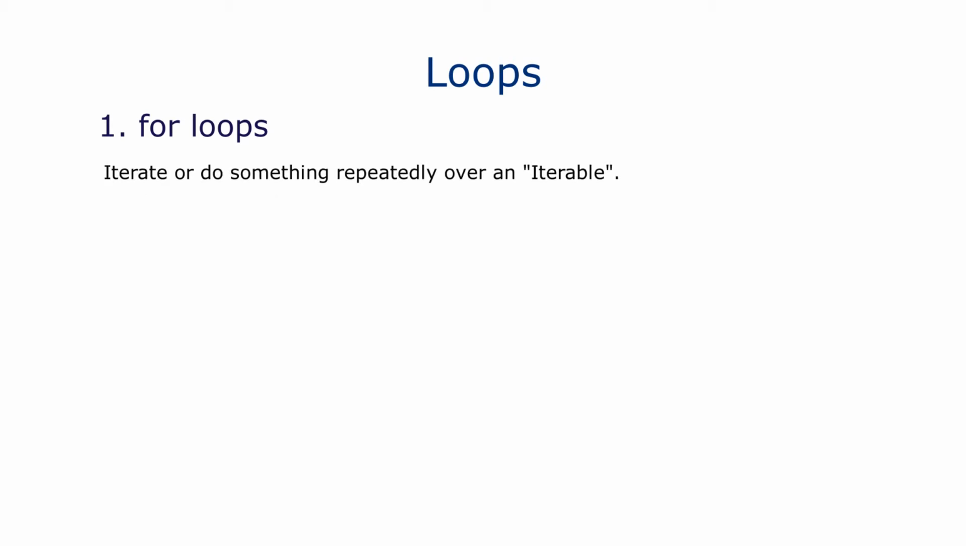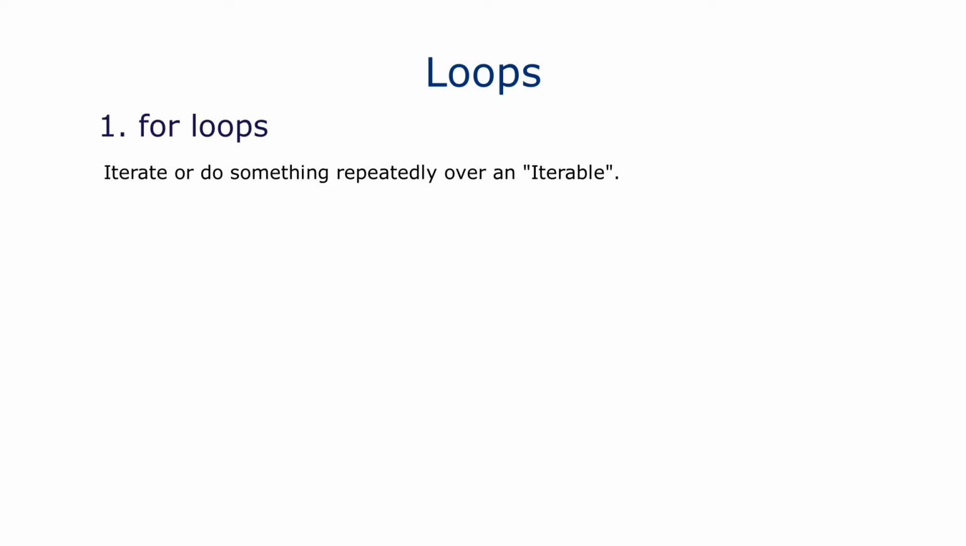Loops allow you to repeat a code block, also called iterating the code block, without you going back and rerunning it. Python has two kinds of loops: for loops and while loops. Let's discuss for loop first. A for loop is used to iterate, or do something repeatedly, over an iterable.